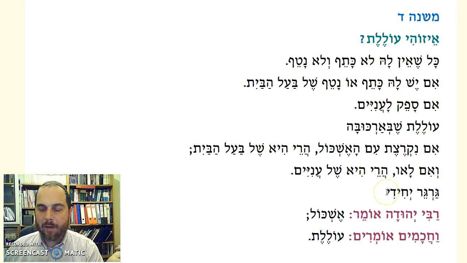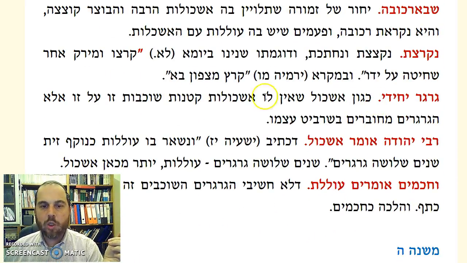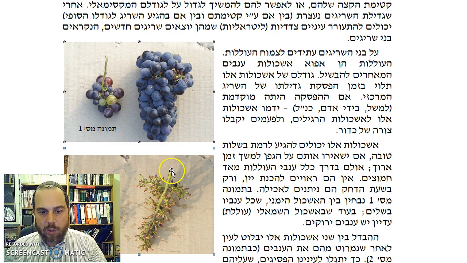Gargar yechidi, remember, is a single grape. So here the Bartanura says it's not talking about a single grape. It's an eshkol she'en lo eshkolot tanot shochvot zo al zo. It doesn't have small eshkolot. Ela gagarim muchubar mishavit atzmo. If we go back to our picture, you can just imagine there are no clusters here, but rather individual grapes growing on the main stem itself.